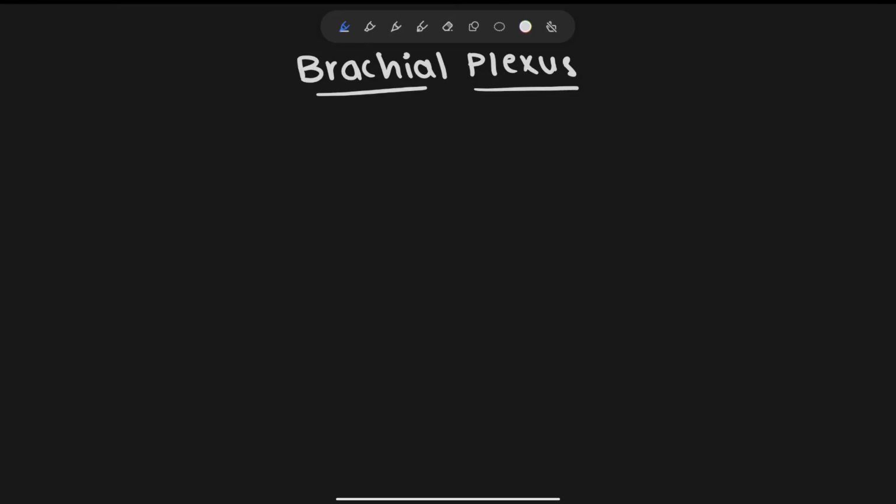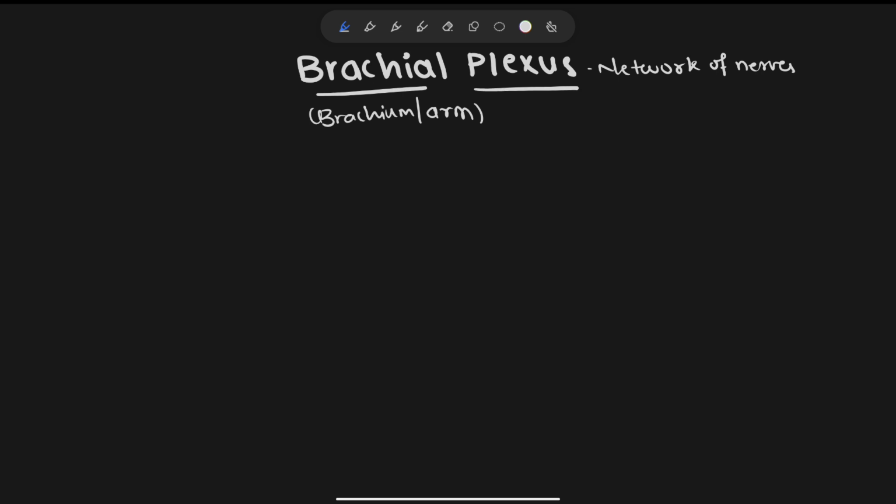So let's study today about brachial plexus. What is meant by brachial plexus? Plexus means network of nerves. Network of nerves which are located in the brachial area. What is the brachial area? The arm, which is also known as brachium. We can say brachium or arm. Okay, so let's start the brachial plexus.